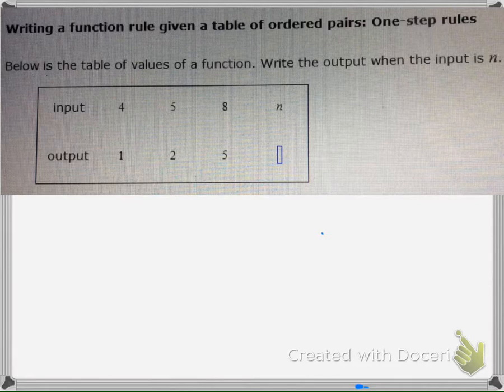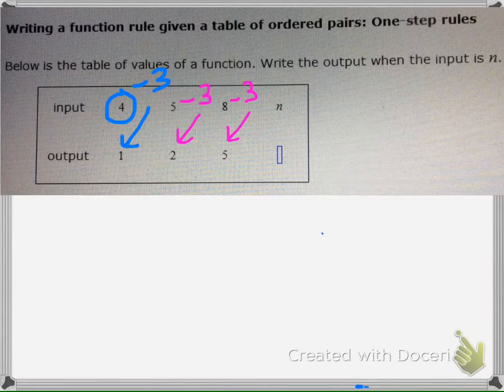For example, when I see this problem, it sticks out to me really quickly that if I take this 4 and I subtract 3, I get the 1. And if I take 5 and I subtract 3, I get 2. That just came to me pretty quickly. So the rule is, if you take the top number, which is n, and subtract 3, you'll get the output.